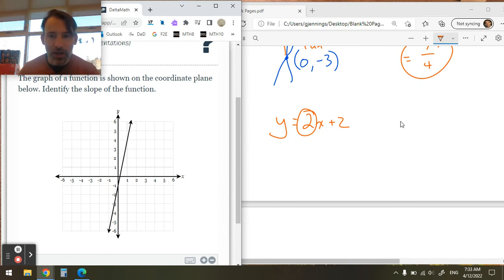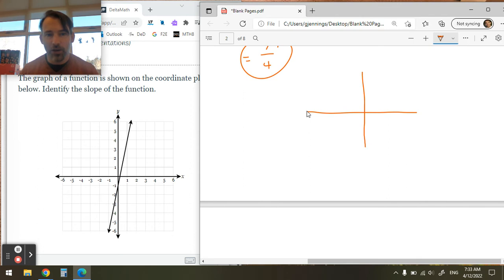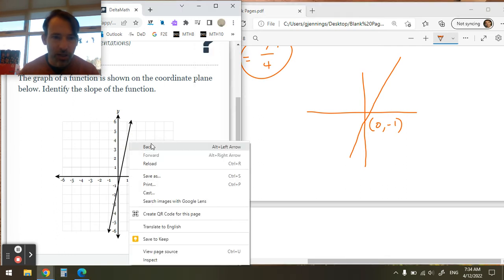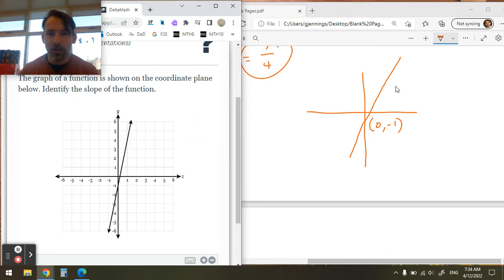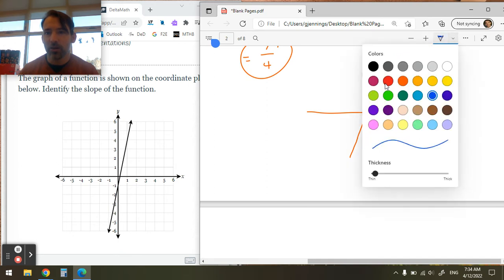The graph of the function, identify the slope. So here, again, I'm going to make a sketch. So I have this graph here. It's going to cross the y-axis there at the point (0, -1). Okay, and then it also crosses up here at an integer point at (1, 4). So let's put that point on there. This is the point (1, 4). All right, this has a positive slope. We're going to use blue.